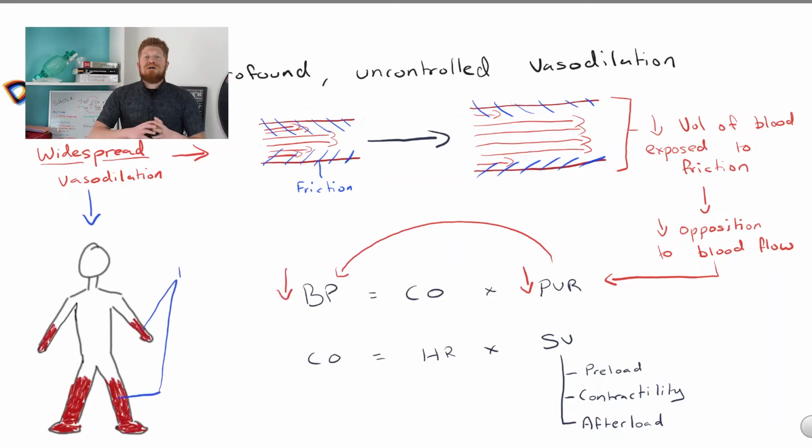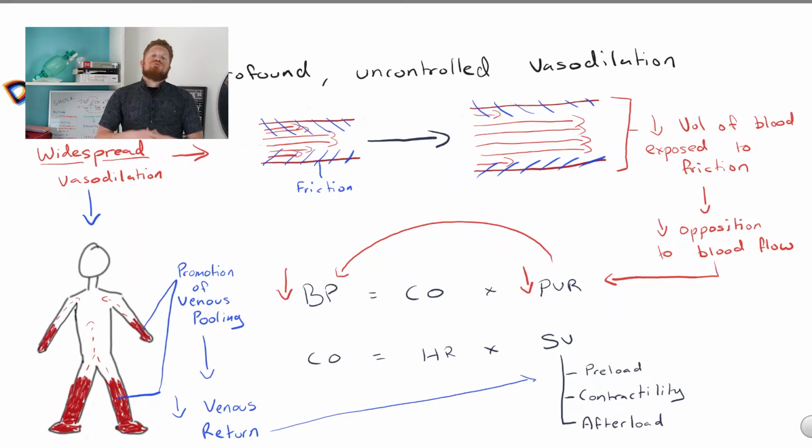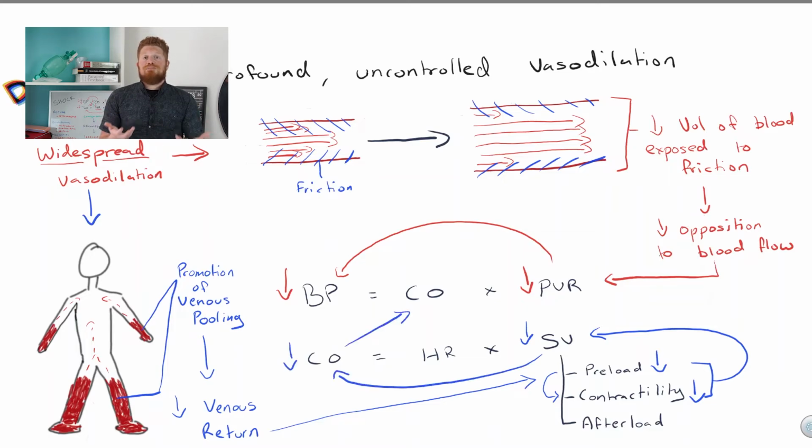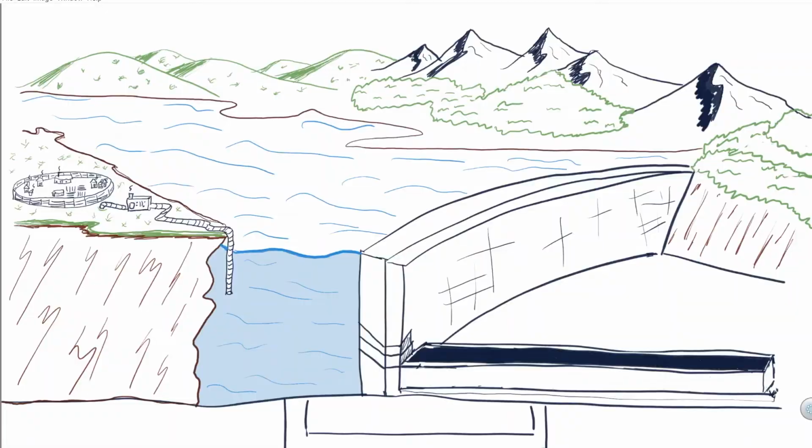But on top of this, by dilating all our blood vessels, we're actually promoting venous pooling and reducing venous return. Reduction in venous return will cause a reduction in preload, which will cause a reduction in contractility. This will reduce stroke volume, cardiac output, and worsen the reduction in blood pressure that we already see from a reduced peripheral vascular resistance.